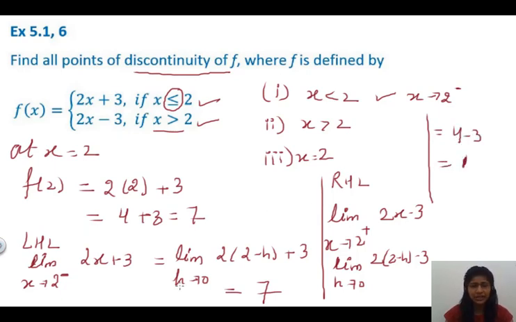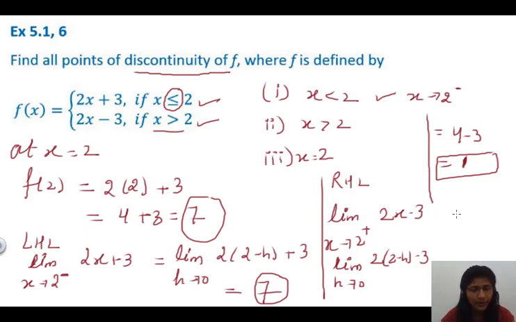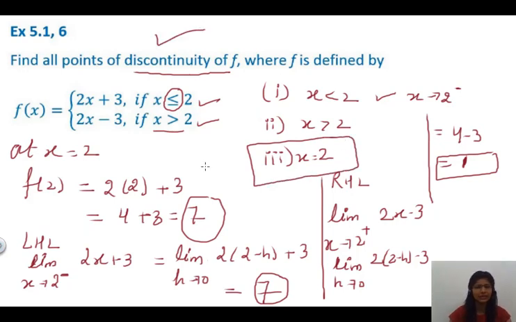So you see, the function value and LHL value are the same, but the RHL value is a different number, which is 1. So the function is only left continuous. I can't say the function is continuous all over. So at point 2, for the third case, you will say the function is discontinuous. So one point of discontinuity that we had to calculate is 2.